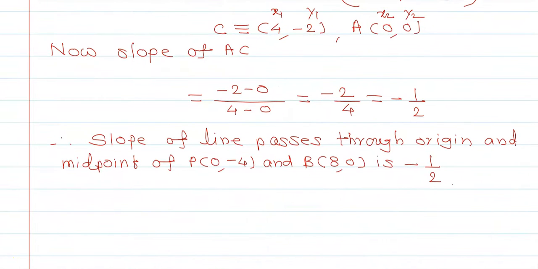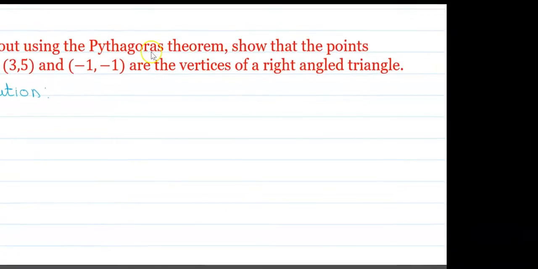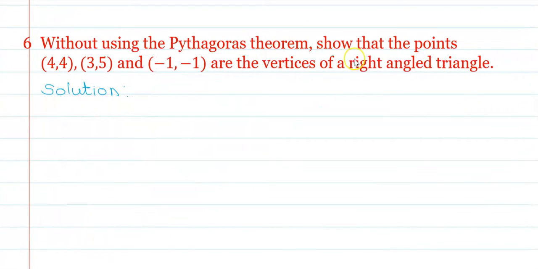Now the next problem. Without using the Pythagoras theorem, show that the points (4, 4), (3, 5), (-1, -1) are the vertices of a right angle triangle. Here we denote the coordinates: A (4, 4), B (3, 5), and C (-1, -1).